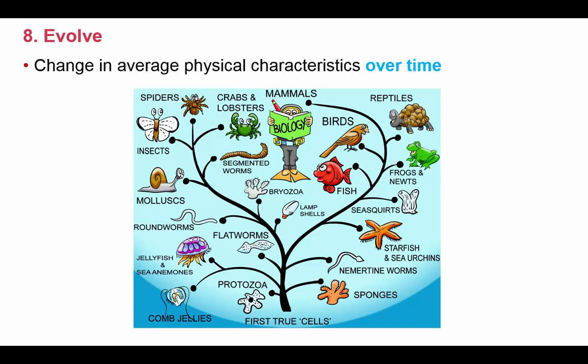The eighth characteristic of a living thing is that living things are going to evolve. Now, the definition of evolution, or to evolve, just means to change over time. And so we know living things are going to change.